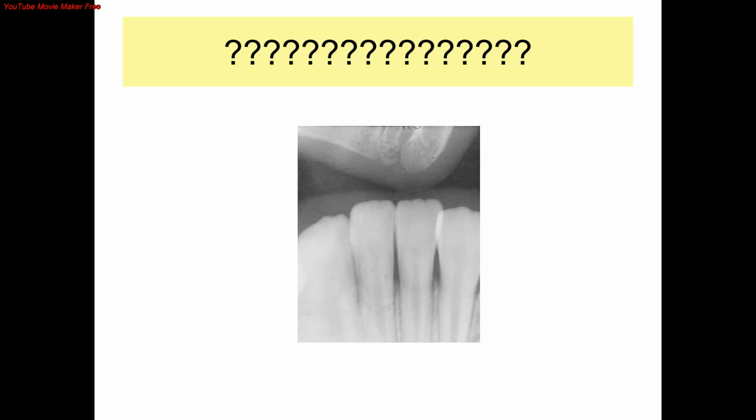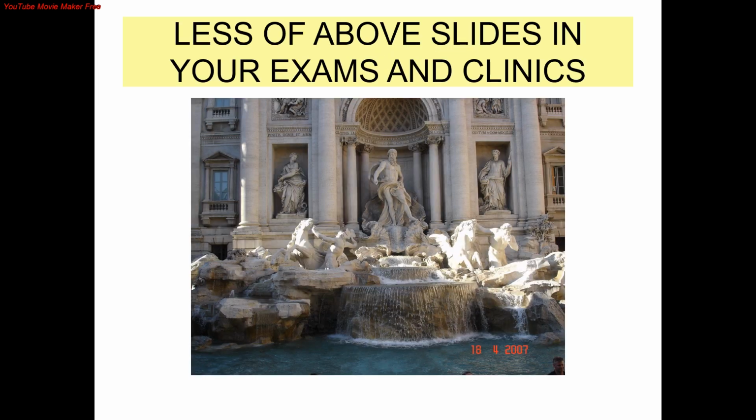This appearance on top of lower incisor is a phalanx or a finger. Instead of pressing the film from back, someone is holding the film by two fingers in patient's mouth. So the finger which comes between the X-ray and film are seen on the radiograph. Jokingly, it is called as phalangioma. I expect less of this type of slides in your exams and clinics for better diagnosis.